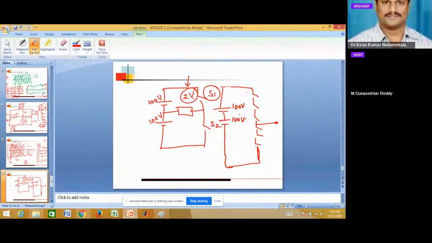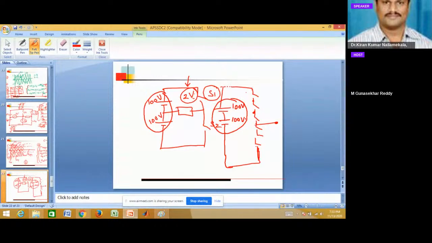Depending on the circuit configuration, these switch middle connections are connected to the DC sources, but the input voltage level will not be changed. If it is 200 volts input, here also we'll take 200 volts input.